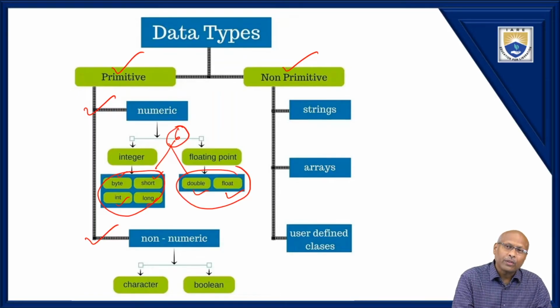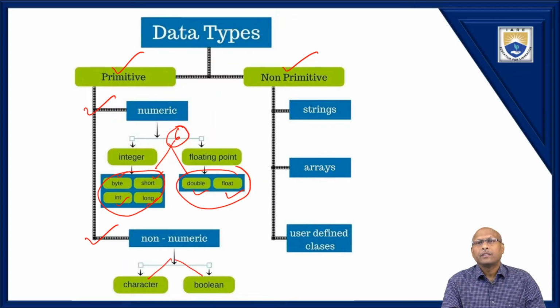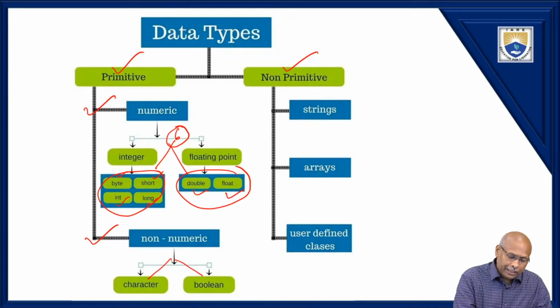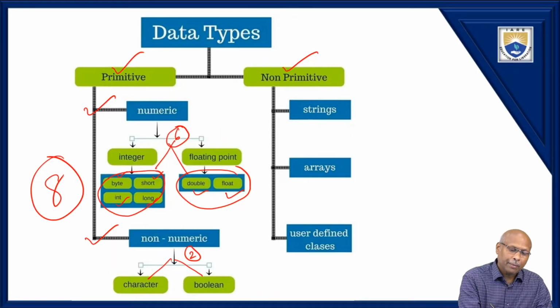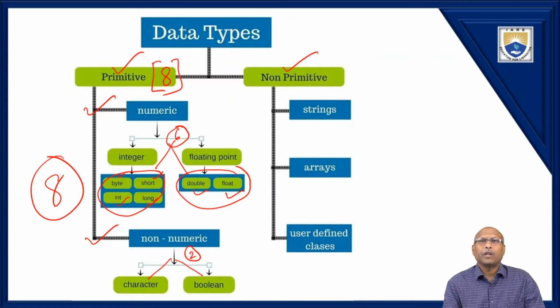There are 2 more non-numeric. One is character, second one is boolean. So totally how much? 6 plus 2, 8. So sometimes they may ask a question in exam, how many primitive data types are supported by Java? Then your answer is supposed to be Java supports 8 primitive data types. How many? 8 primitive data types. Is it clear?